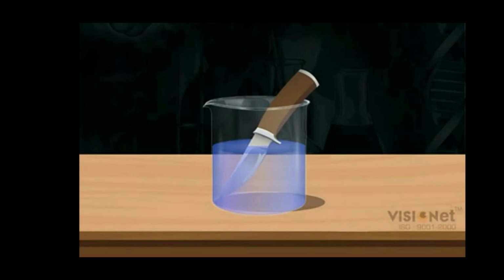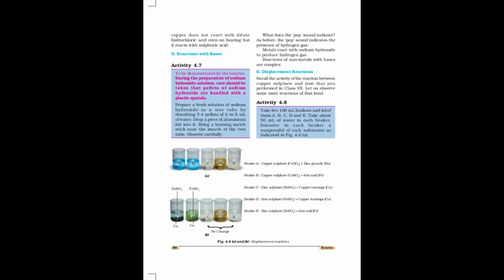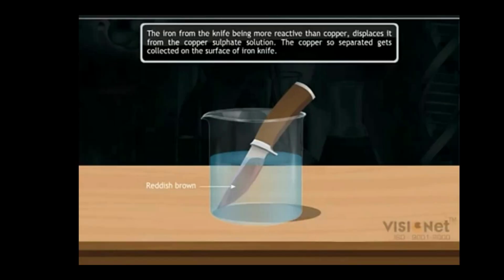In beaker C, put white colored zinc sulfate and add red colored copper turnings to it. You can see no reaction takes place because zinc is highly reactive. Copper is less reactive than zinc. So therefore, it cannot displace it. That means there is no change in beaker C.